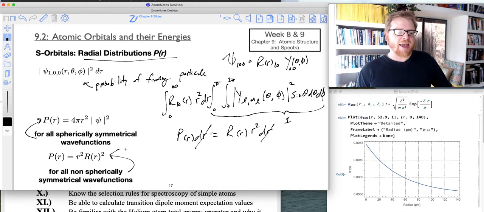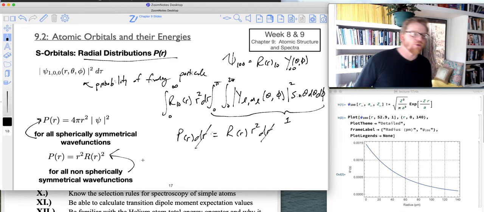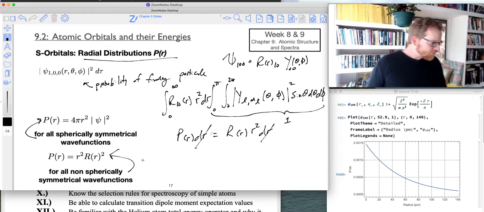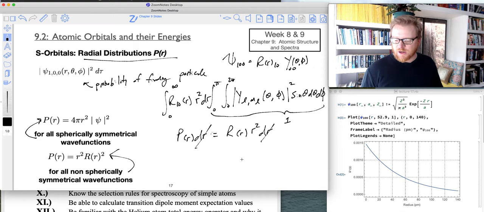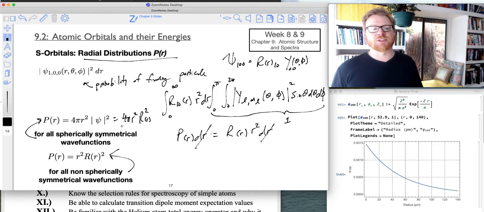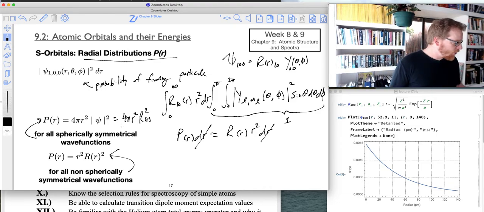And this ends up being the case for all non-spherically symmetrical wave functions. And buried within the proof that I'm not going to go into in full detail, for all spherically symmetrical wave functions, there's an additional factor of 4 pi. Okay? And I should say that equals 4 pi r squared times R(r) squared. Because in this sense, the spherical harmonic wave function is normalized to 1. And again, we have to include that additional 4 pi factor for spherically symmetrical wave functions.